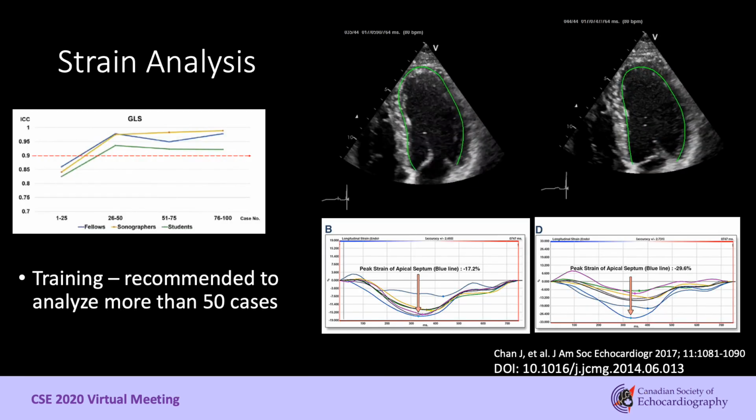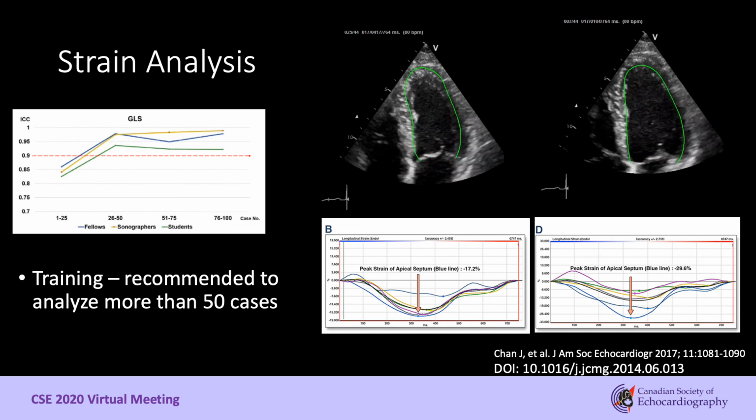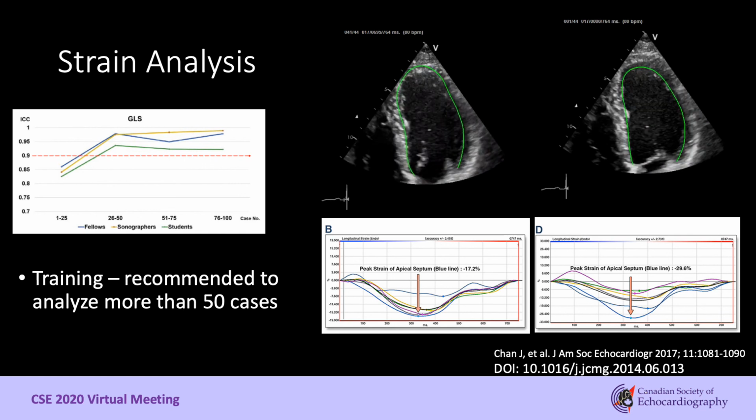If you're training to learn how to do strain, it's recommended that you analyze more than 50 cases. There's a nice study here showing that whoever is learning to do strain, once you get over 50 cases, your correlation between other readers increases. You want to be able to pick up the fact that the borders are where they should be. Here's a case where the border is placed almost too close and is tracking the epicardial surface. And then on this image, it's fixed. And you see the difference in terms of the strain values that are provided.